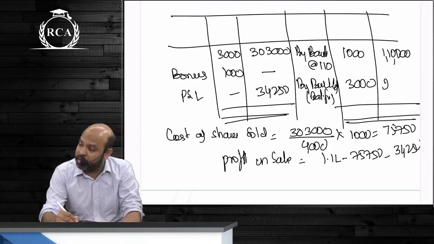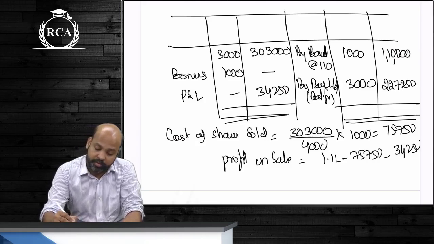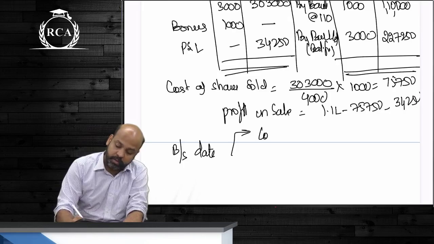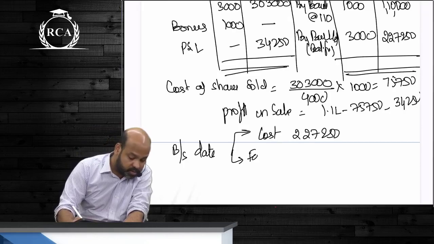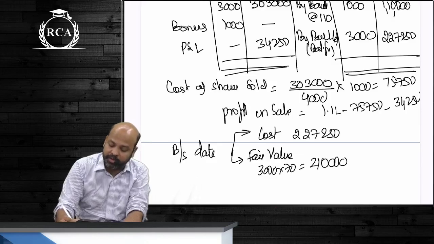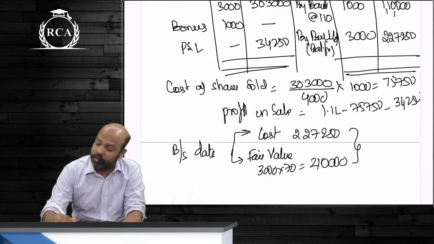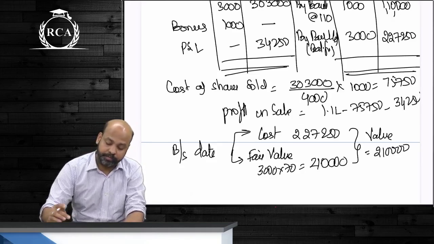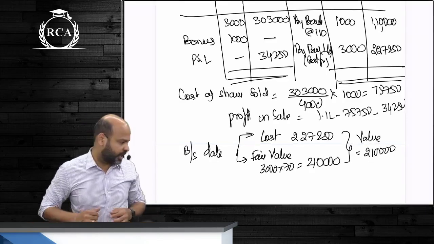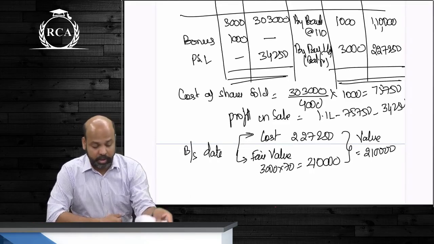2 lakh 250. On balance sheet date, guys, cost is 2,27,250. What is the fair value, guys? Fair value beta is 3,000 multiplied by 70. 2,10,000. We will value the shares at whichever is lower. Which is lower? 2,10,000. This will answer all the bits. If you want, you can copy like that. The value of the shares beta as on balance sheet date will become 2,10,000 rupees.